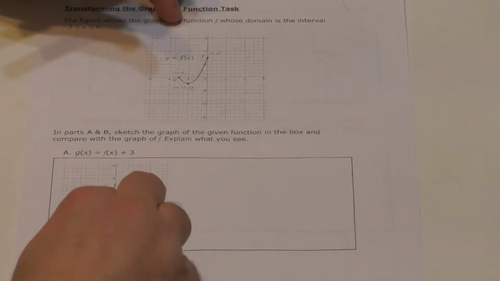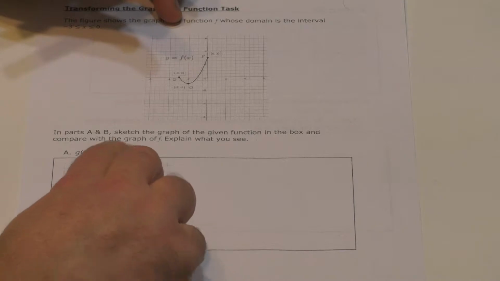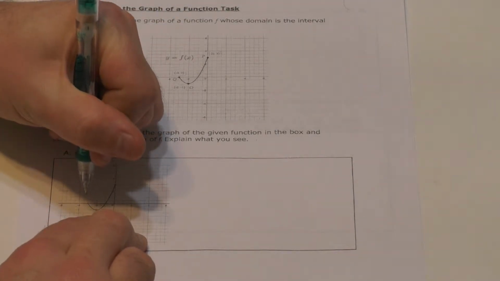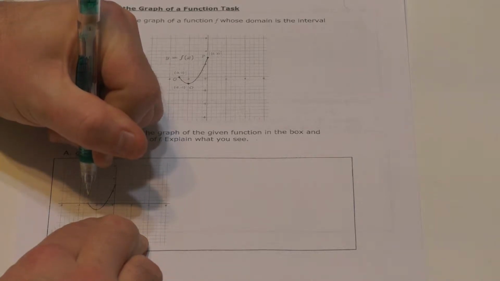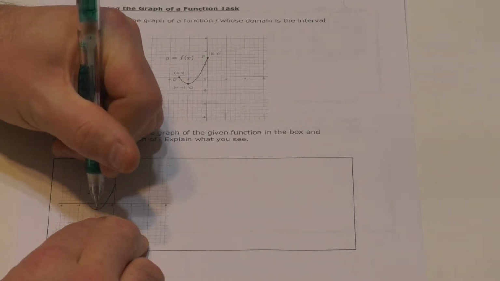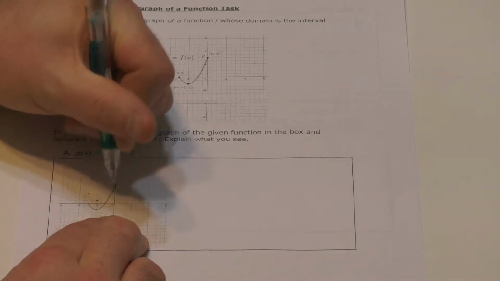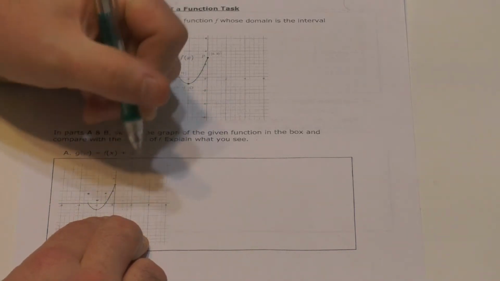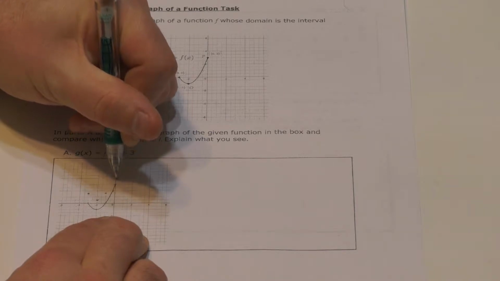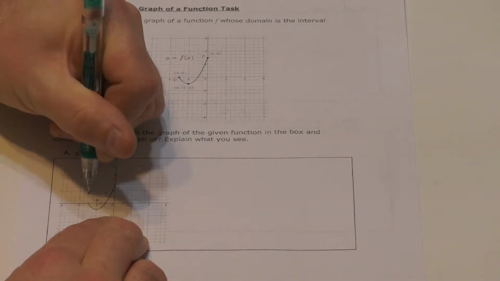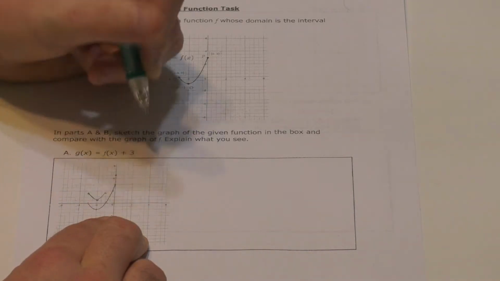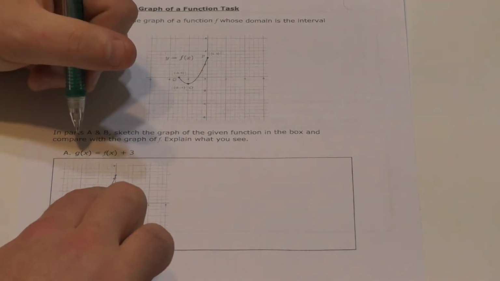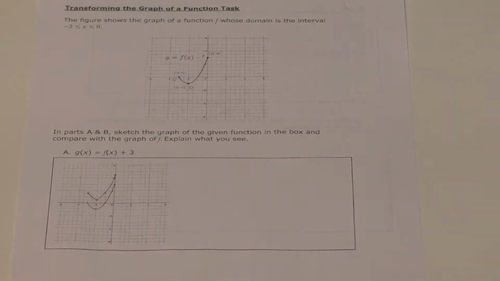A vertical translation, so a translation up or down, plus 3, so it's going to go up 3. So I'm going to take every point here and just go up 3. 1, 2, 3. And then take this point. 1, 2, 3. Connect the dots. And as you can see, we have the identical function that's just shifted up 3.